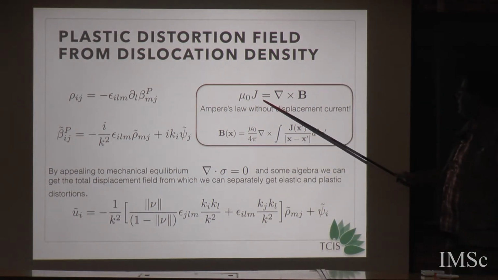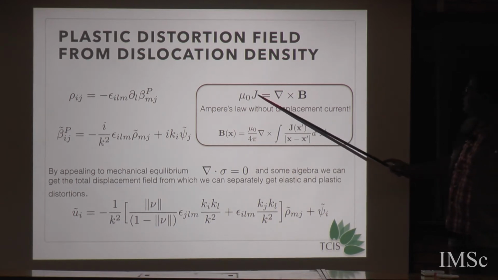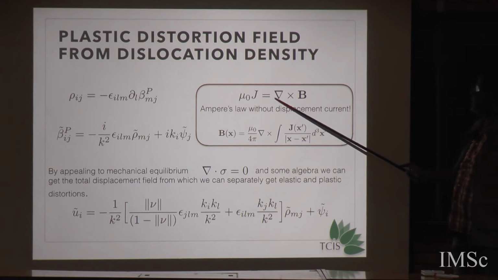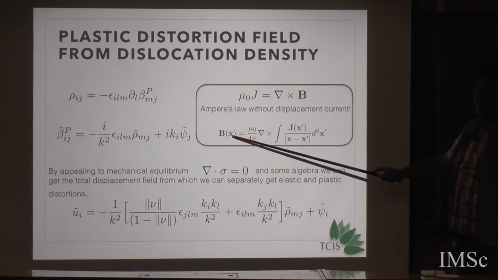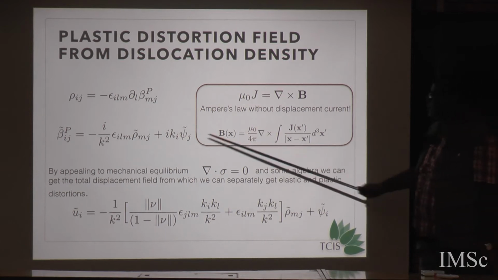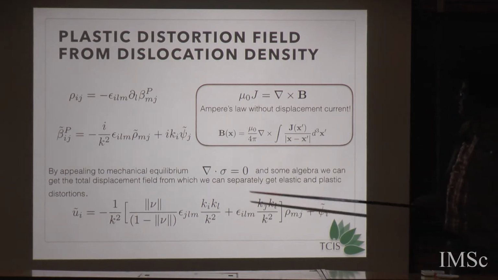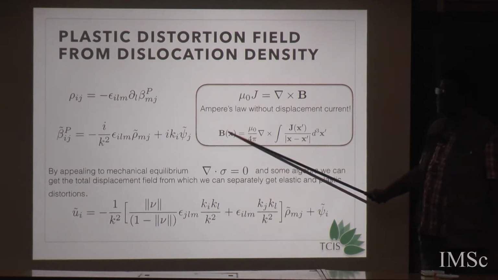And this is like saying, I'm sorry about the notations. J here means actual current density. So this equation is analogous to this equation, where this is Ampere's law without the displacement current. So J is equal to the curl of B. So if I know J, can I calculate B? And you can, and this is how you do it. So this is a similar expression, but in Fourier space. So this is a Fourier transform of an expression which is similar to this.